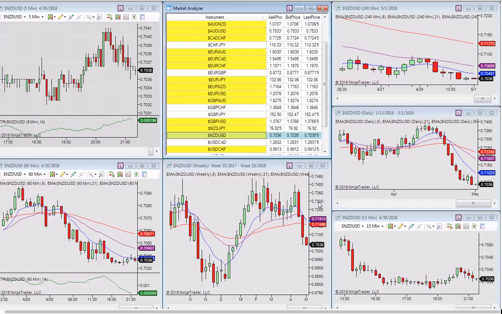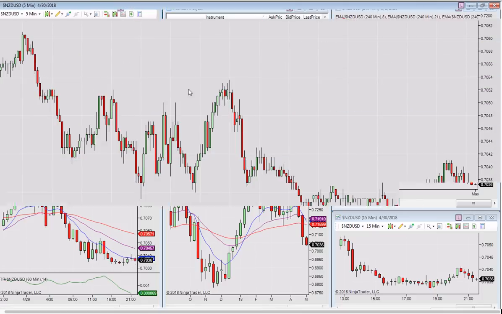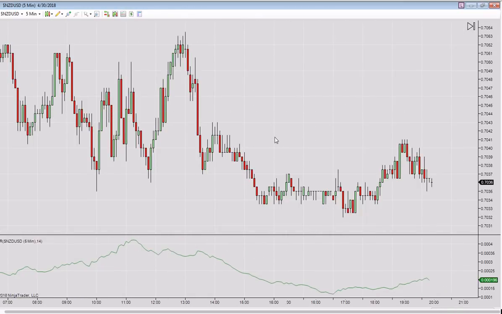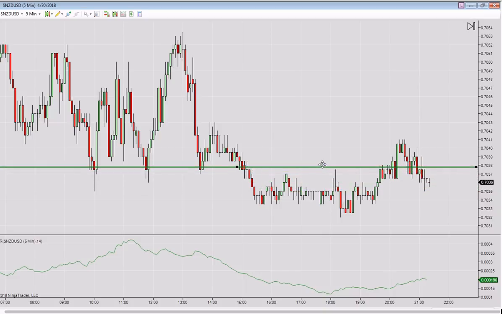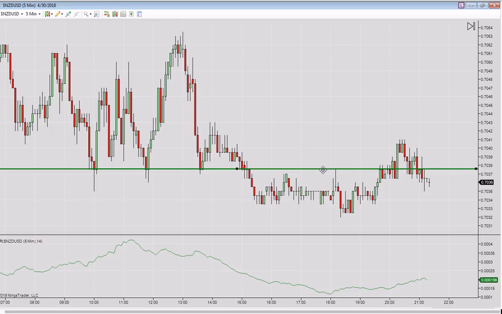NZDUSD. Daily looks okay. Weekly looks okay. 240 looks okay. 60-minute looks okay. We've got a nice shooting star there. Now, where would you place the line here? Let's have a play around this and see if we can find a better place for the line. That's not it. That could be it.